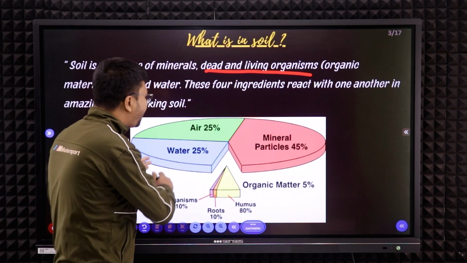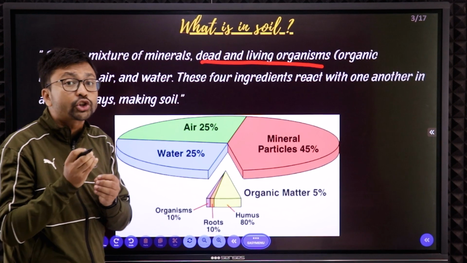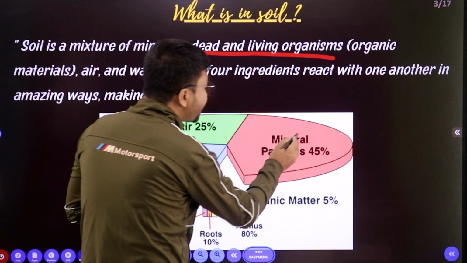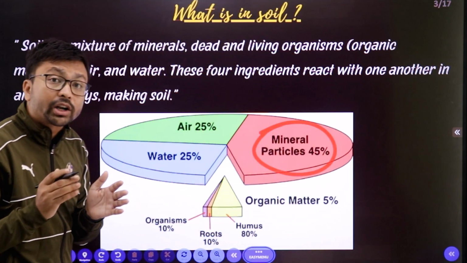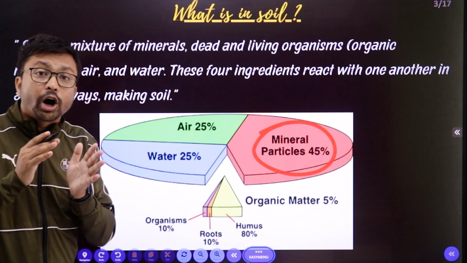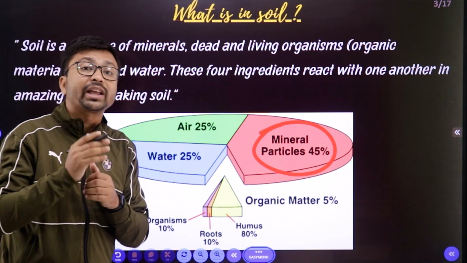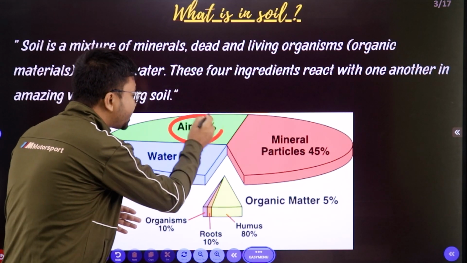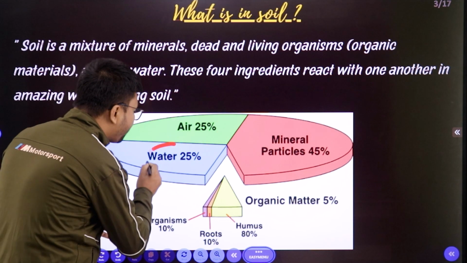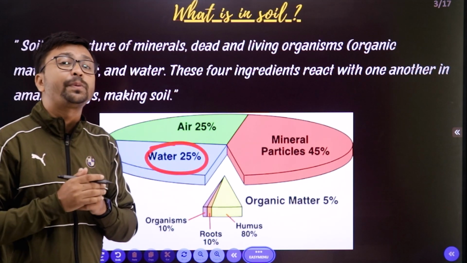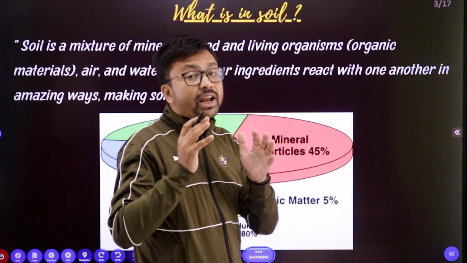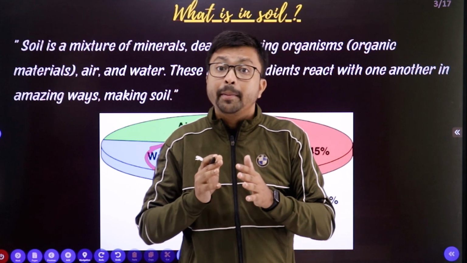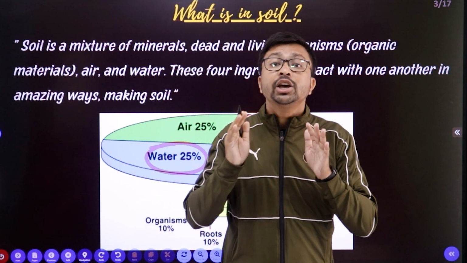Now if you see the pie chart, it shows the proportion of the different types of elements. Here you can see first, inorganic materials, it means the mineral particles, that is 45%. The maximum portion of the soil is minerals that we get from the rocks. Along with that mineral, there will be 25% air as well as 25% water. So the rest is just 5%. It means 95% is made up of inorganic materials as well as water and air, but still we will not consider it as soil.